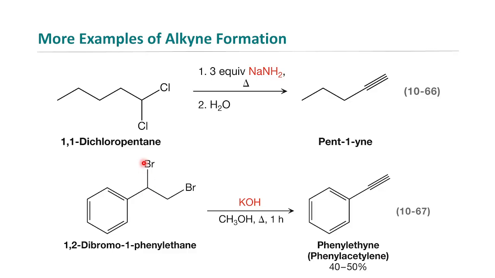In this case here, we have the 1,2-dibromo-1-phenylethane. This needs to be done in methanol with heat over 1 hour. This gives you 40 to 50%. This one's kind of interesting. It's helped along by that benzene ring quite a bit.